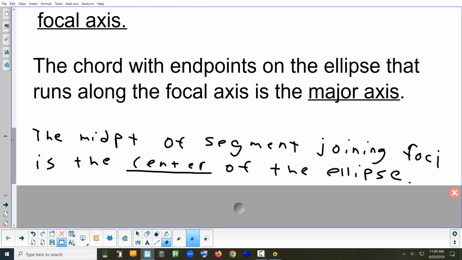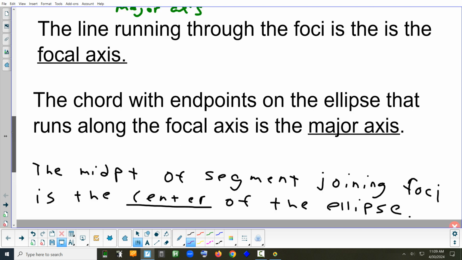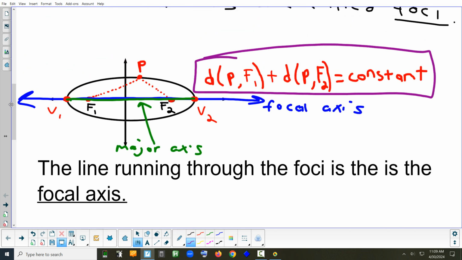If you draw the midpoint between the two foci, that is called the center of the ellipse. So it's the midpoint of the segment that joins the foci. You could also think of it as the midpoint of the segment that joins the vertices. That's really the same thing. Right there, that's the center.